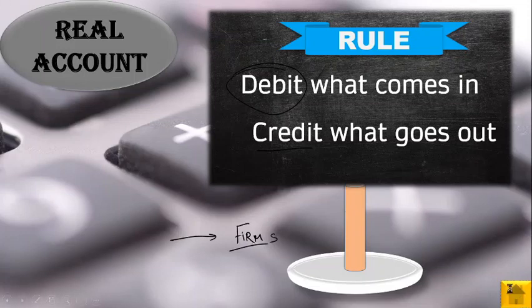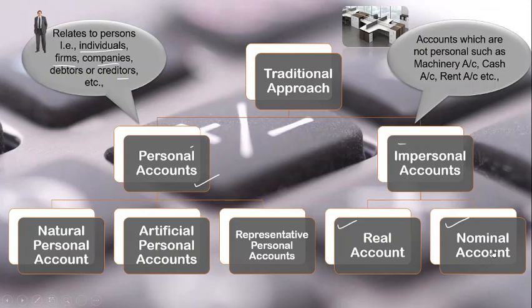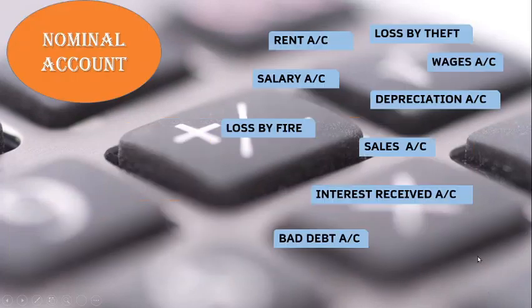Okay, now moving to the third category, that is nominal account. So what we understood, personal account and real. Coming to this nominal account, now here as I said, other than the person or the assets of the business, there are some accounts which are open during the year and they are used to calculate the profit and loss, and later on they are closed. So these are the actual things: expenses incurred, losses, income. So income and expenses are the accounts which come under nominal account.